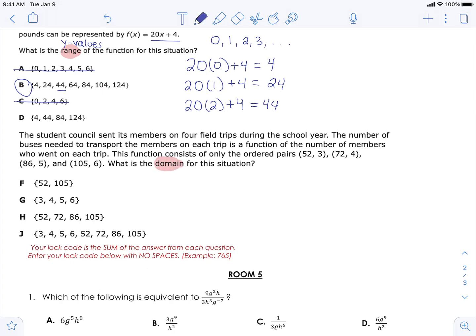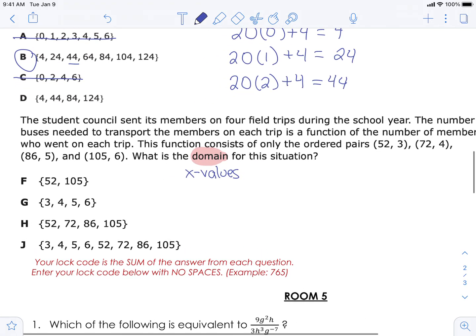So domain is our x values. It gave us 4 different points or ordered pairs, and remember, in an ordered pair, the x value goes first, comma y. We're wanting domain, which is our x values, so we want 52, 72, 86, and 105, which looks like it's answer choice H.